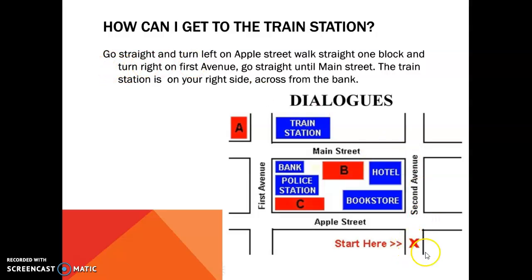So I'm starting here. Go straight and turn left on Apple Street. Walk straight 1 block and turn right on First Avenue. Go straight until Main Street. The train station is on your right side, across from the bank.